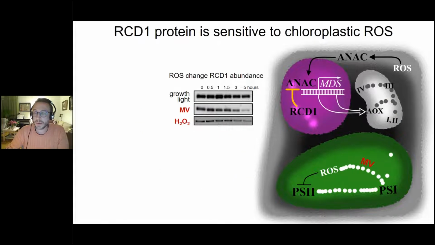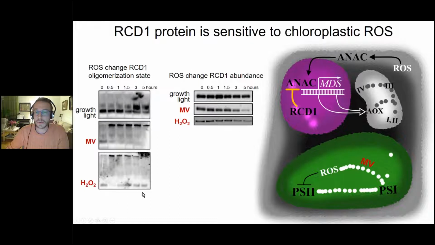And last but not least, for this first part of the talk, when we apply methylviologen to generate reactive oxygen species in the chloroplast, or when we apply hydrogen peroxide just to have a boost of reactive oxygen species in the plant tissues, we see that the levels of RCD1 go down.